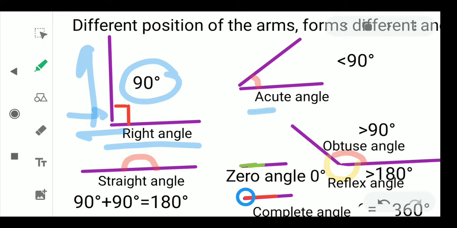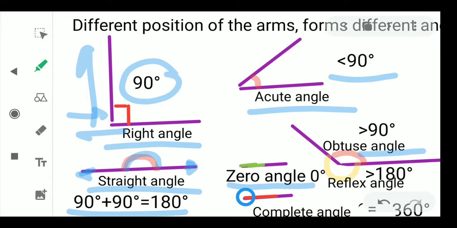This is an acute angle. It is smaller than the right angle. This is an obtuse angle. An obtuse angle is bigger than the right angle. Straight angle is formed when two rays are positioned at the opposite sides. These two rays are positioned at the opposite sides and they are forming a straight angle. It is twice the right angle. It forms an angle of 180 degrees.